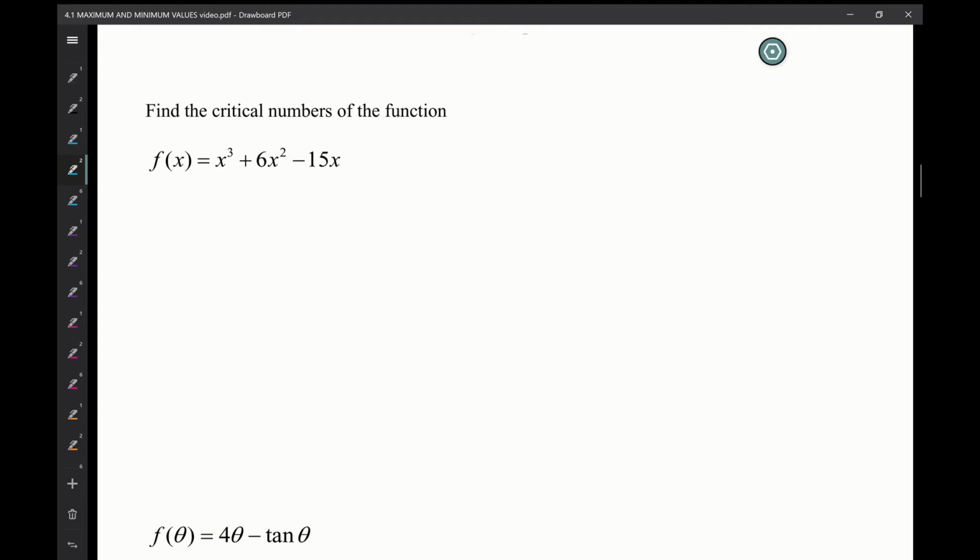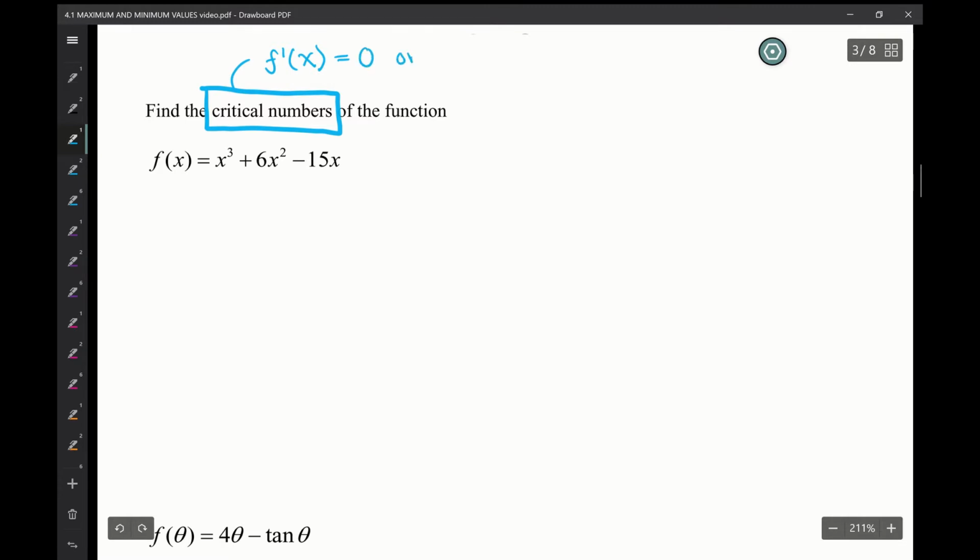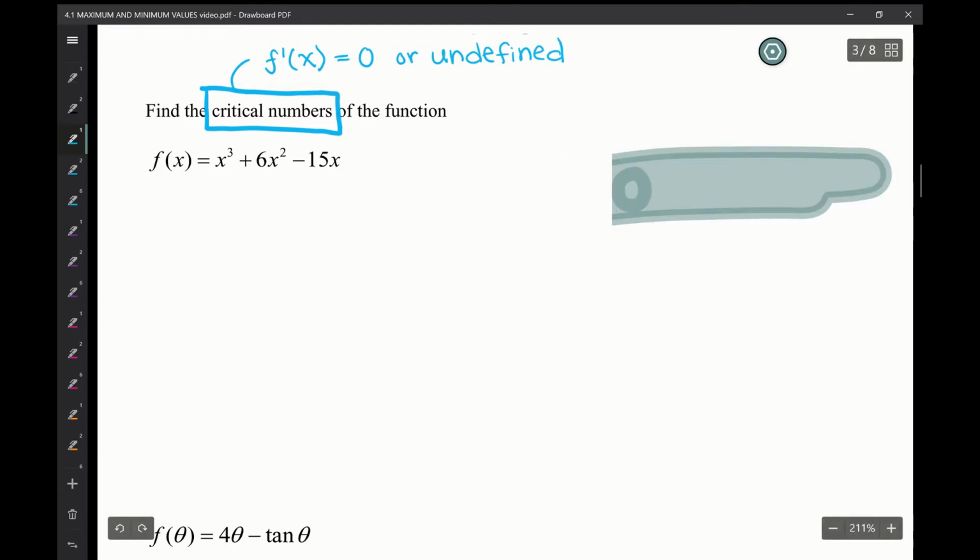Let's look at how to find critical numbers for functions. Critical numbers occur where the derivative f prime of x is equal to 0 or undefined. There are three main steps to finding critical numbers. The first step is to take the derivative.